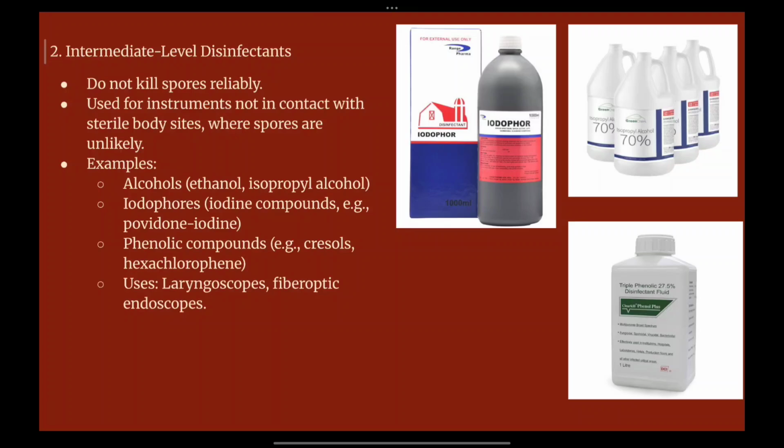These intermediate level disinfectants are used to clean laryngoscopes and fiber optic endoscopes. These are going to touch the mucous membranes but are not going to invade the blood system. So intermediate level disinfectants cannot kill the spores completely, but very few spores are going to be left when you use these disinfectants.